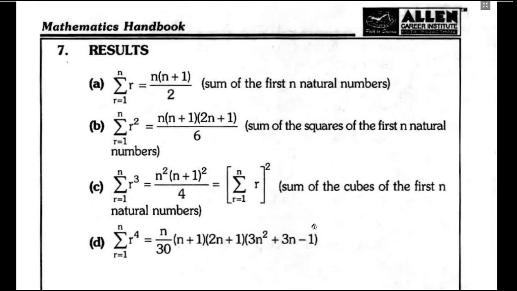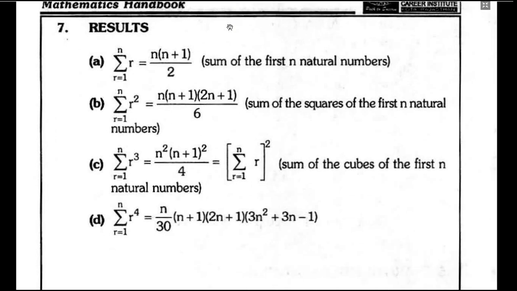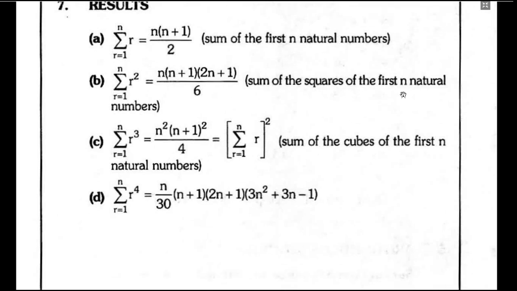Now these are the last results, which have been derived from these formulas. Summation of n, the first n natural numbers, is n into (n plus 1) by 2. Summation of n square, of the first n natural numbers, is n into (n plus 1) into (2n plus 1) divided by 6. Summation of n cube is (n into (n plus 1) by 2) whole square, meaning summation of n cube equals the square of the summation of n.